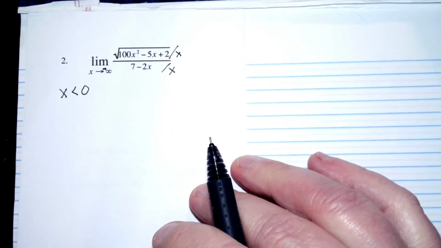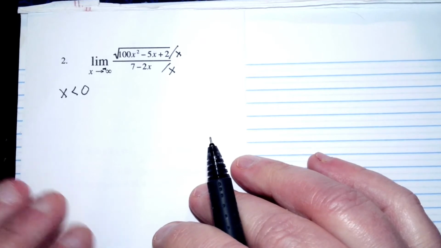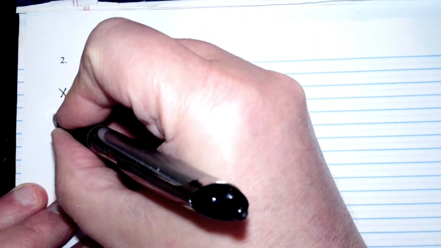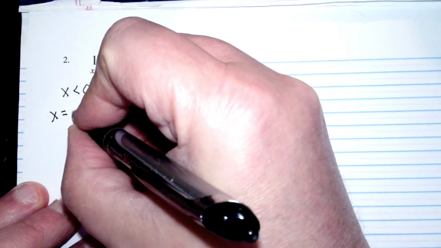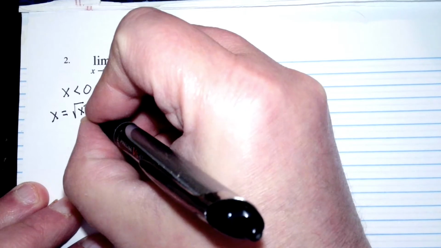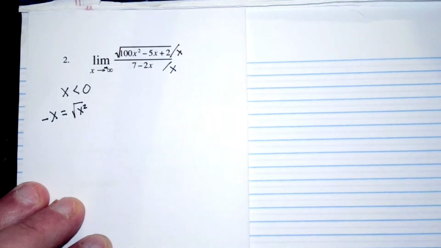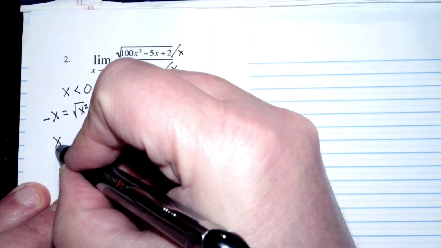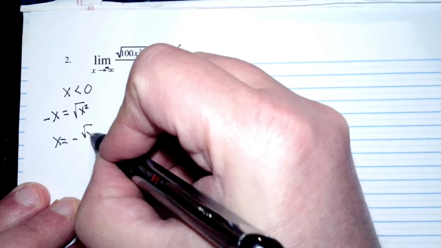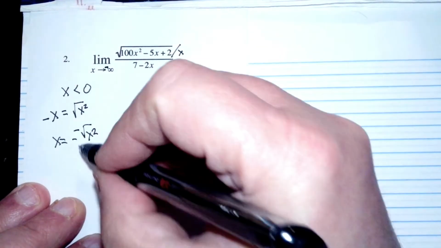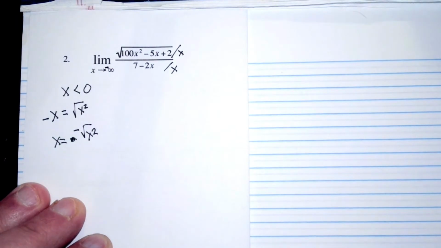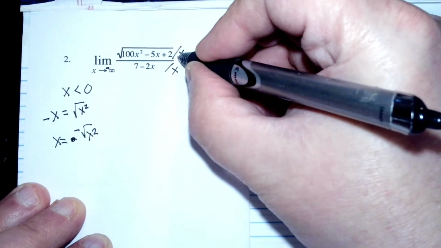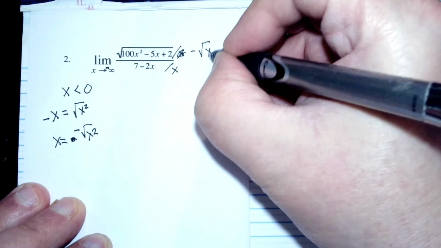So recall one of our preliminaries said that when x is less than 0, well, I think it was negative x equals the square root of x squared. Or you could multiply each side of that equation by negative 1 and rewrite it as x equals negative square root of x squared. And I think that's what I'm going to do. I'm going to think of this x as negative square root of x squared.